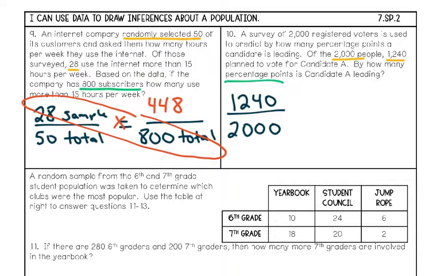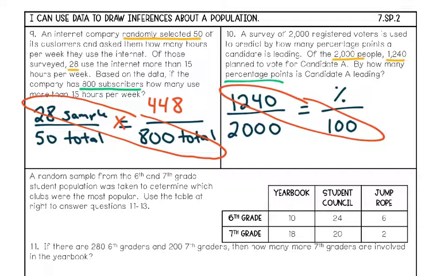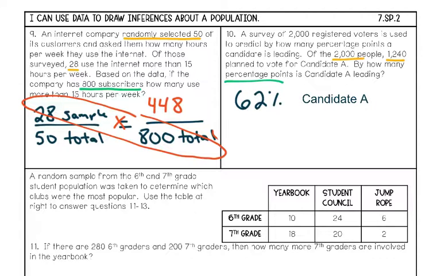And since I'm comparing that as a percent, I'm setting up a percent proportion. And percent is always out of 100. Now, when I have it set up like this, I can cross multiply to solve. So multiply these two numbers and then divide by the 2,000. When you do that, you end up with 62% for candidate A.